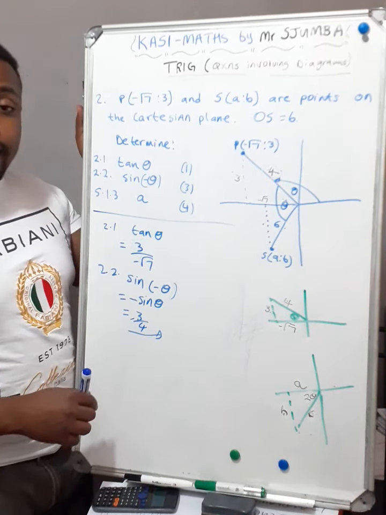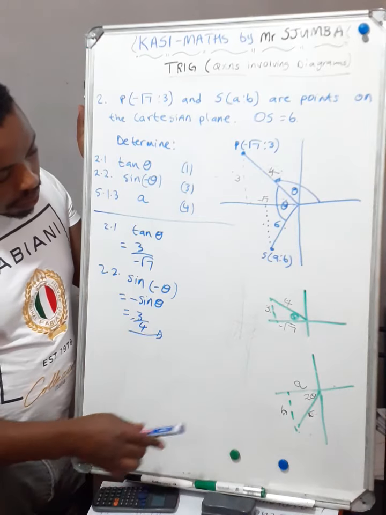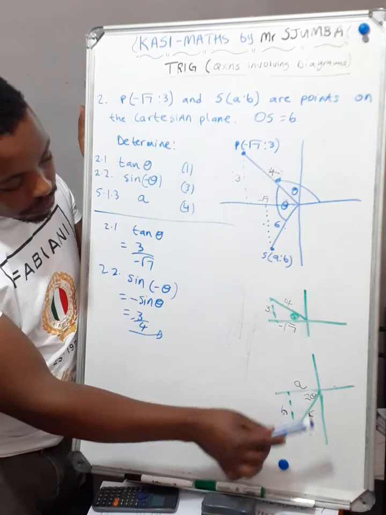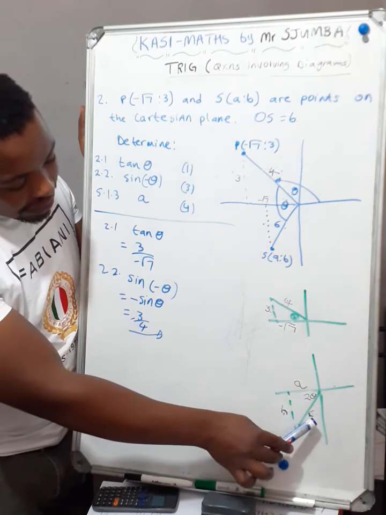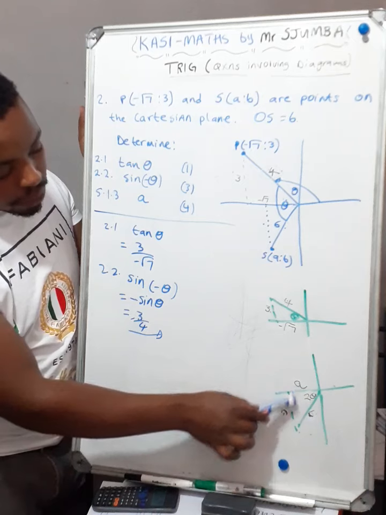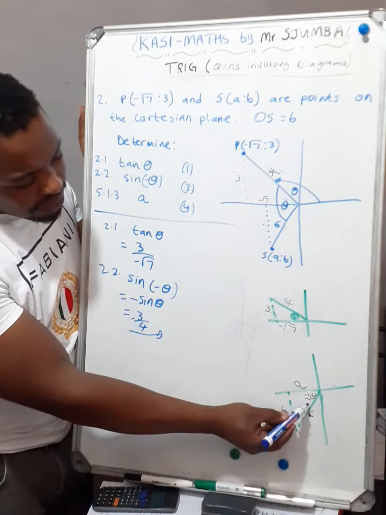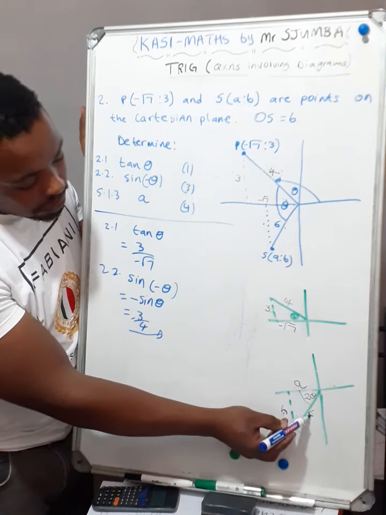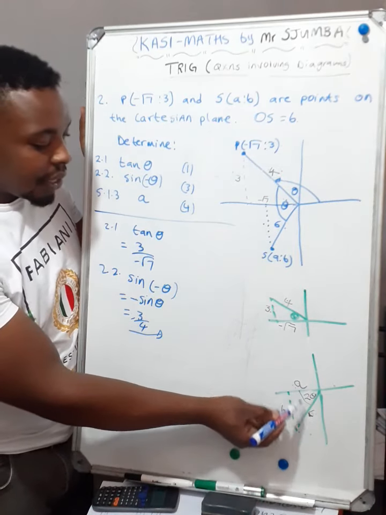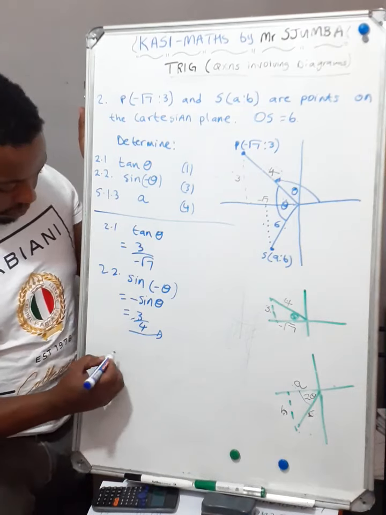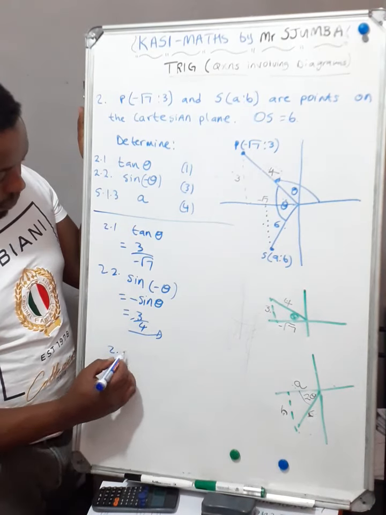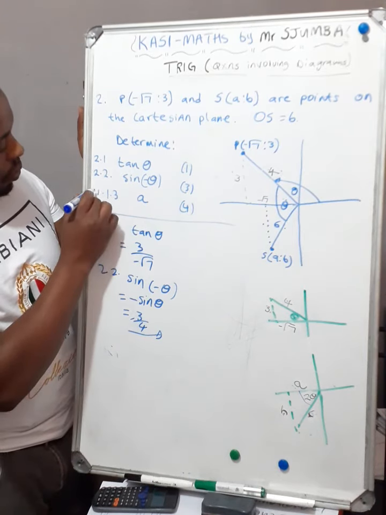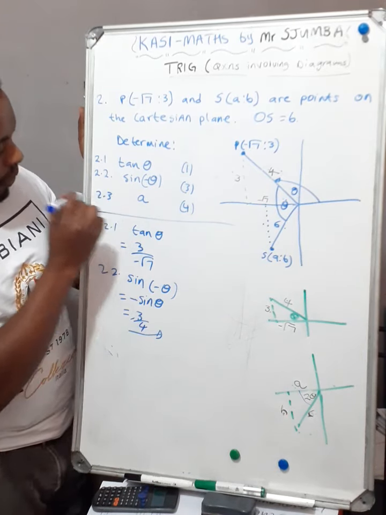Then we come back here to a. We must find a, but here we know we have 2 theta and we have 2 unknowns. So we choose the trig ratio that involves a and 6 only, so that is adjacent over hypotenuse, that is cos. Sorry, it should be 2.3, sorry.